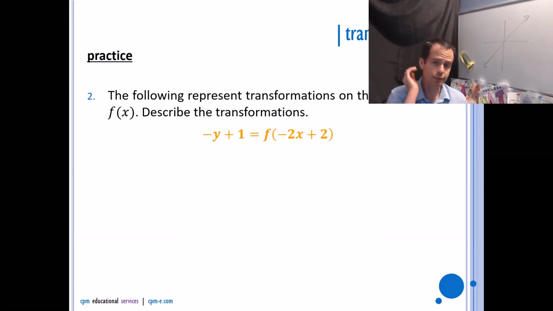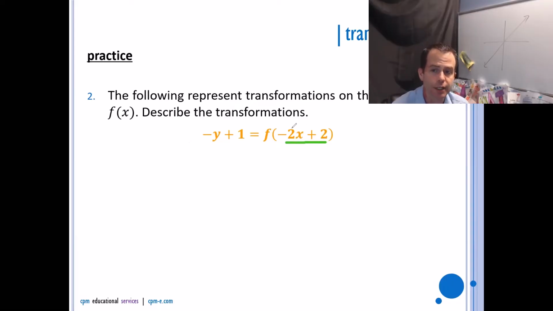Again, we're trying to represent the transformations and describe them. There are several things I need you to see here. Number one, I need you to see that this is not in factored form. I absolutely promise you, your diploma exam is going to test you on this. They're going to test whether you realize that you can't read the transformations unless they're in factored form.